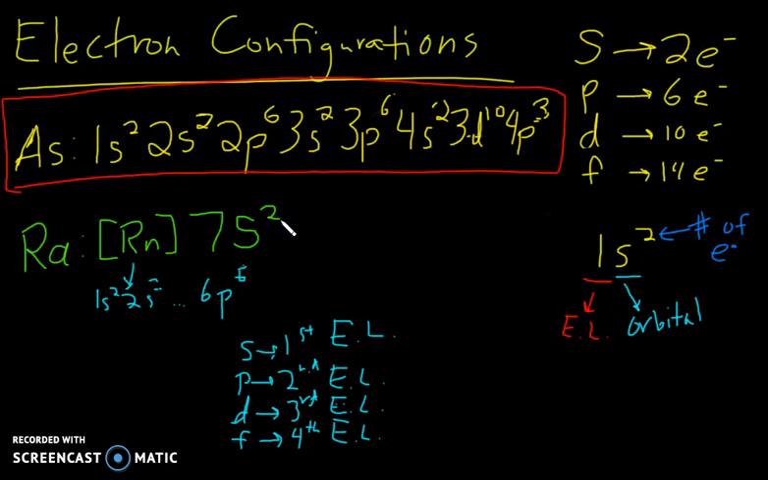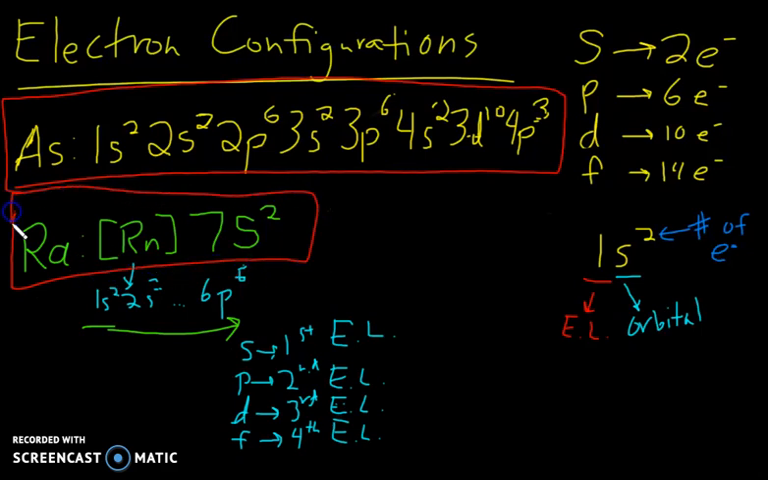So normally we would have to write from 1s all the way across to 6p, and then we would write that 7s part. Now we just get those 2 simple little things. We get the radon plus our 7s2, and that would give us our electron configuration for radium. So that's everything that you need to know about writing electron configurations out fully or in noble gas notation.